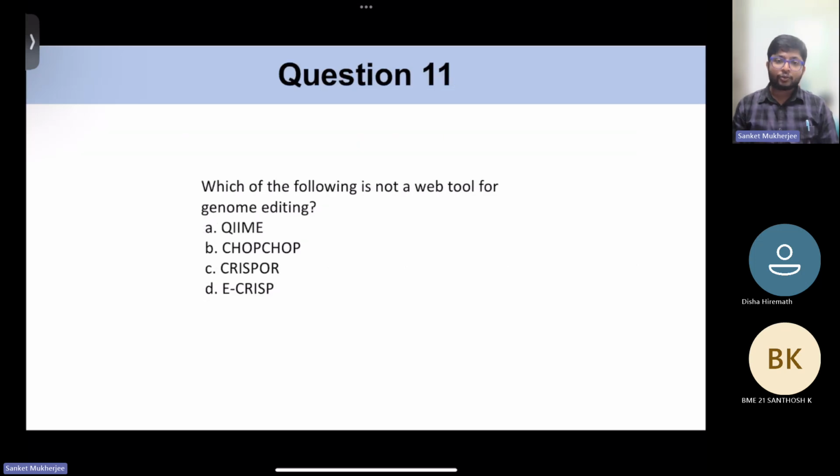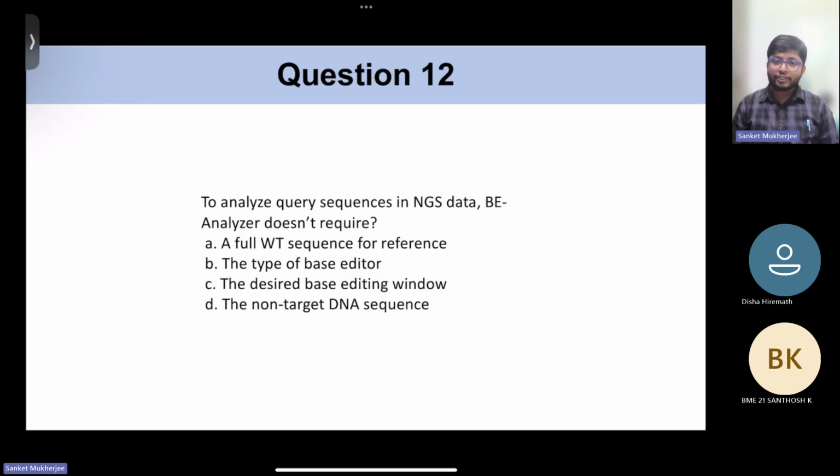I have kept it. Question number 11, which of the following is not a web tool for genome editing? Is it CRISPResso, ChopChop, CRISPR, or eCRISP? Option B, sir. ChopChop is actually a web tool for genome editing. If you look at the last lecture slide, you would find that these three are already present. CRISPResso is used for microbial next generation sequencing. To analyze query sequences in NGS data, the analyzer doesn't require a full wild type sequence for reference. The type of base editor, the desired base editing window, or non-target DNA sequence.